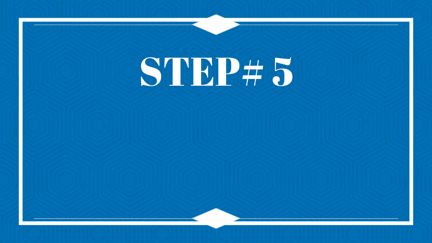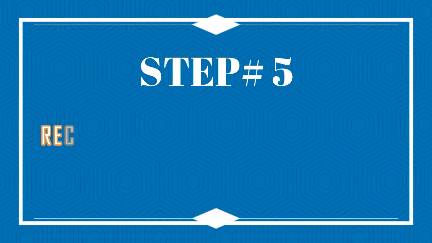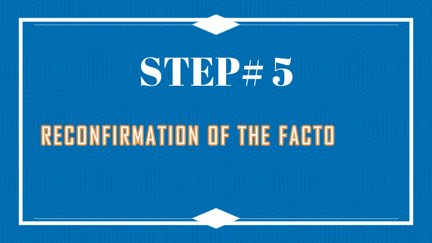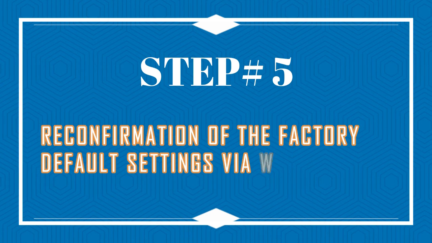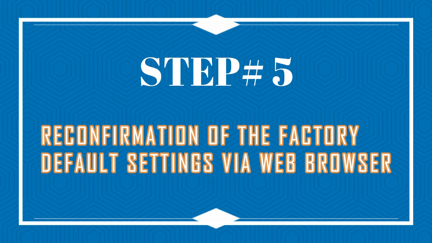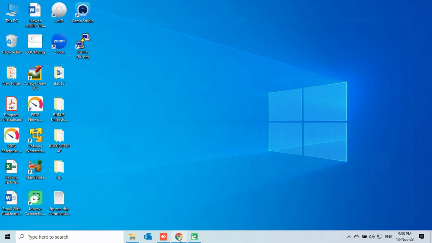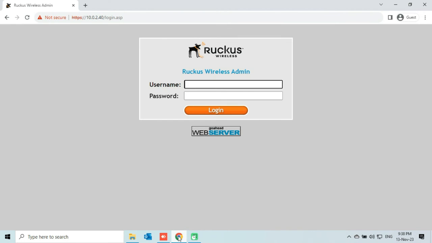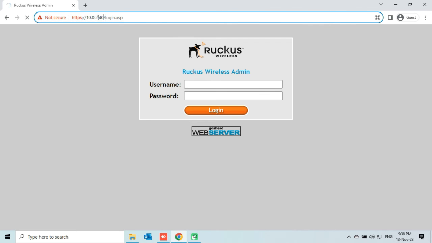Step number 5. Reconfirmation of the factory default settings via web browser. I will once again open the web browser, and I will try to access the access point using the static IP address. But I will not be able to access the access point with its static IP address. Why is that? Because the access point has been restored.